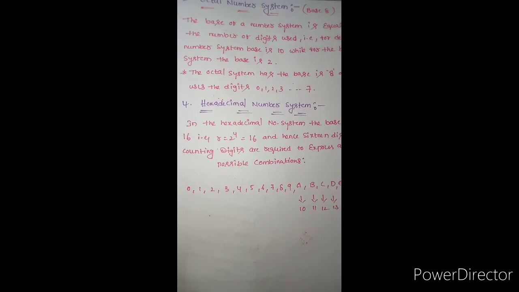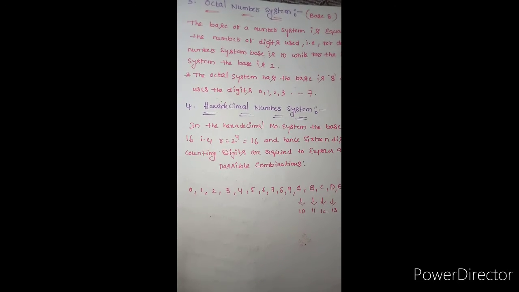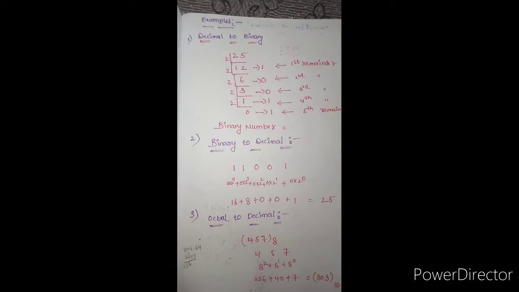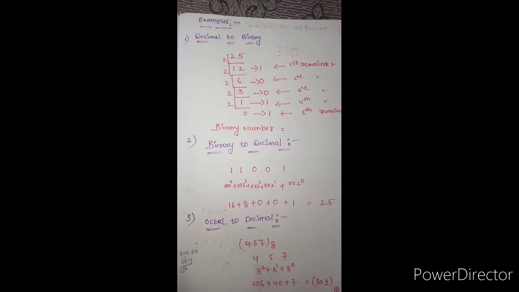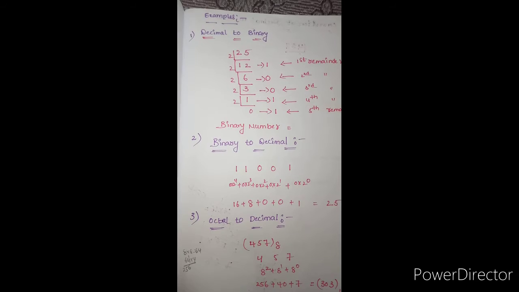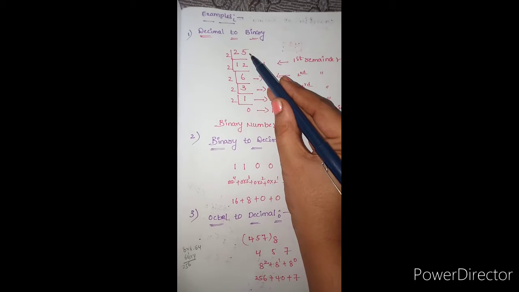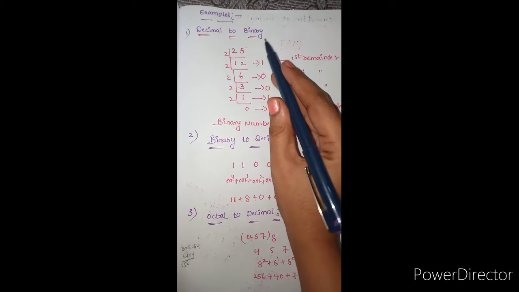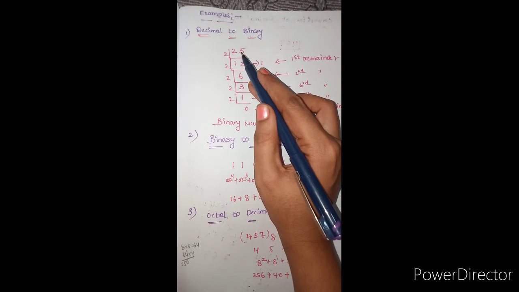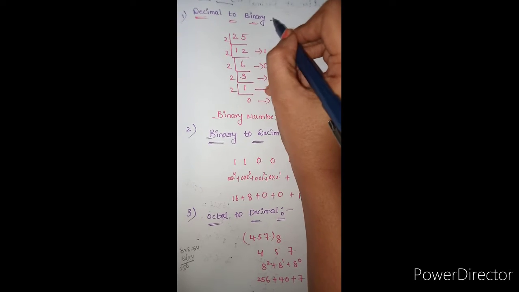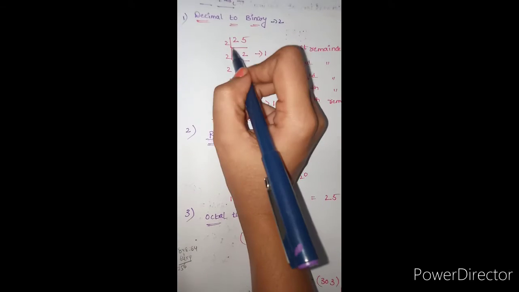I explain each of the number systems with examples briefly. First one, conversion of decimal to binary. See here, first divide the decimal number. I am taking a decimal number 25 here. This 25 is divided by 2, which is the base of the binary number. So the binary number base is 2, and I am dividing 25 by 2.